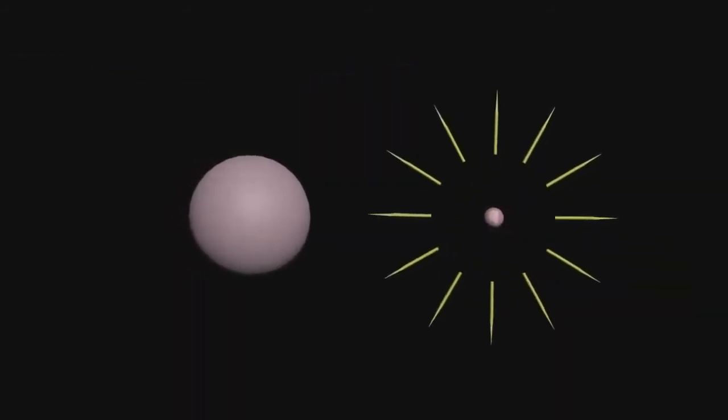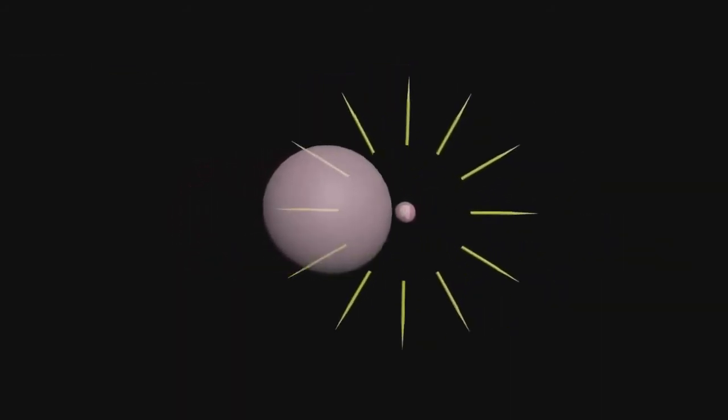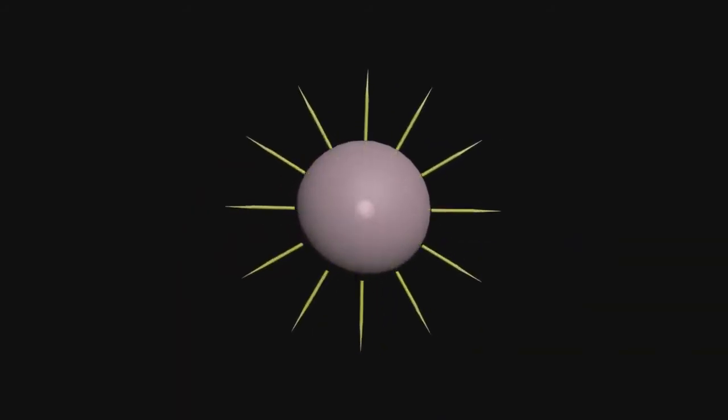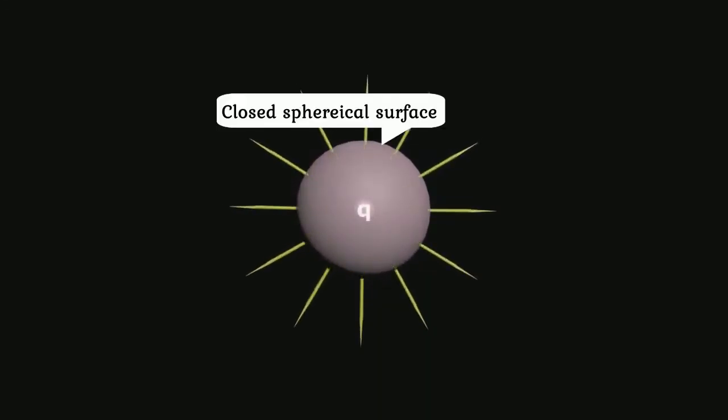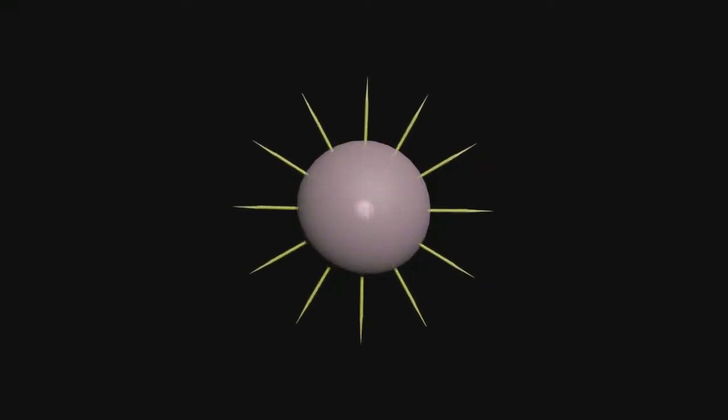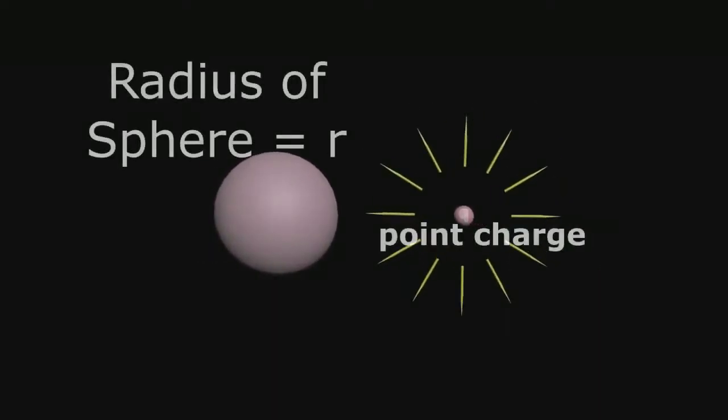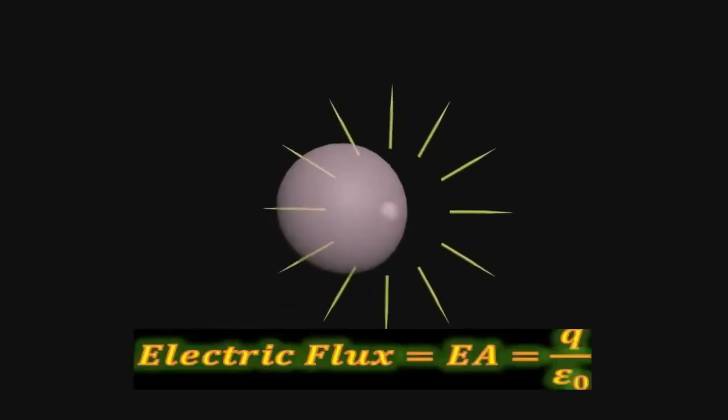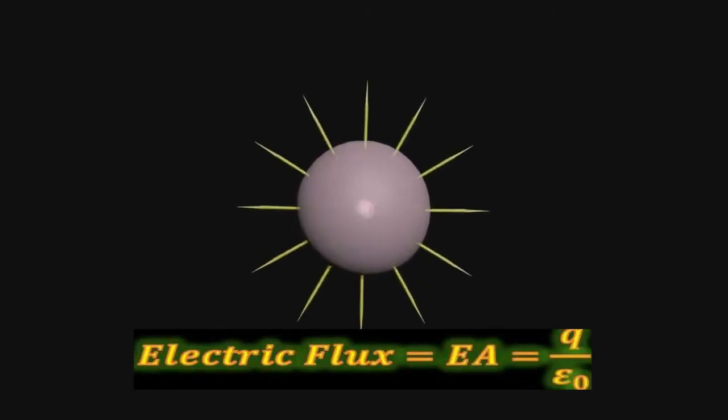Gauss's law states that the electric flux through any closed surface is equal to the total charge inside divided by epsilon naught, where epsilon naught is the permittivity of free space. Charges are the sources and sinks of the electric field. If we have a sphere of radius r and we place a point charge inside this sphere, then the electric flux passing through this surface will be EA equal to Q divided by epsilon naught, where Q is the charge enclosed by the sphere and epsilon naught is the permittivity of free space.